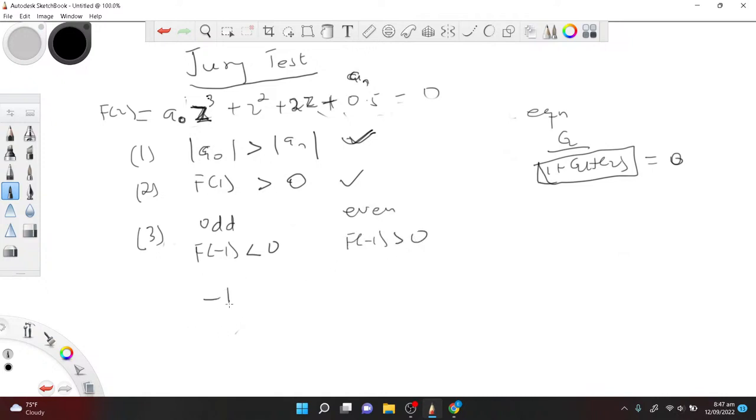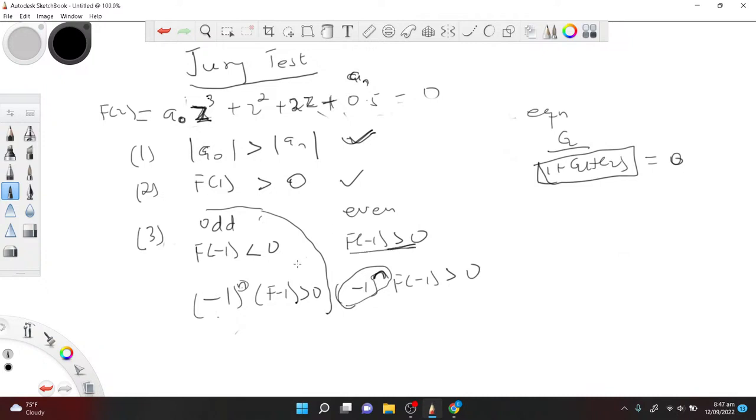In some books, they write negative 1 to the power n times f of negative 1. If n is odd, you get a negative 1 multiplying f of negative 1, so definitely it will be greater than 0 for odd. The same way, negative 1 to the n times f of negative 1 is greater than 0 for even, because as long as n is even, this will give us 1. So that's how they write it in different books, these two forms. If you see something else, just pay attention to what they are talking about.